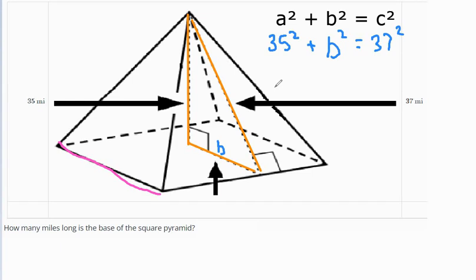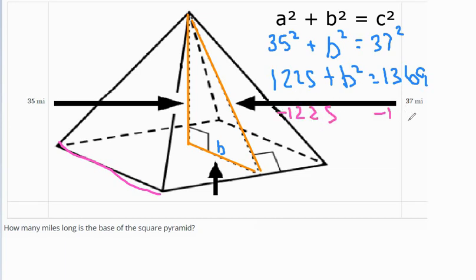35 squared is 35 times 35. That's 1225. Sorry about the ugly looking 2 there. B squared is still B squared. And 37 times 37 is 1369. Then we get rid of the stuff that's on the same side of the letter but not touching it. That's the 1225. The opposite or inverse of adding 1225 is subtracting. So that's going to give us b squared equals 144. And the opposite or inverse of squaring a number is the square root. That's going to give us 12.